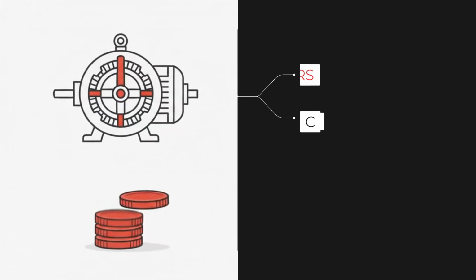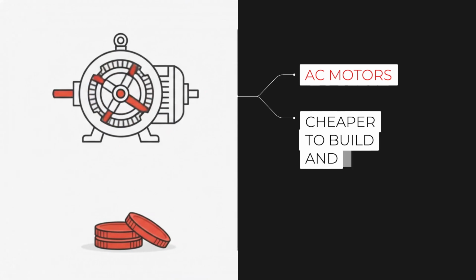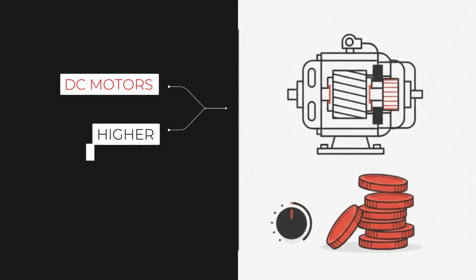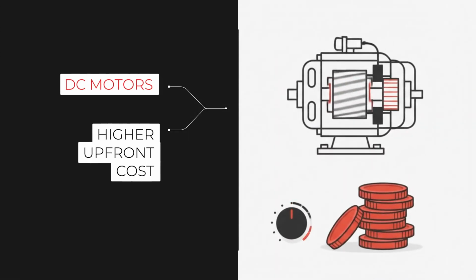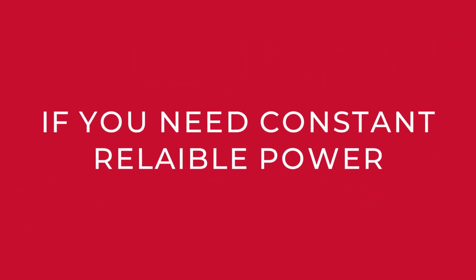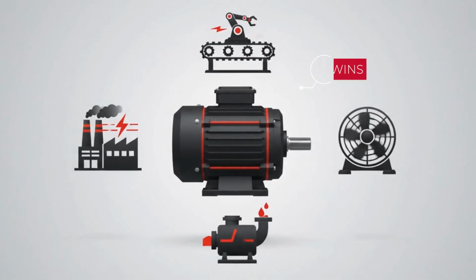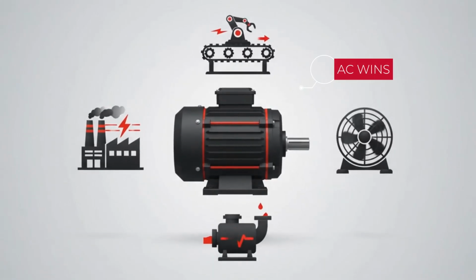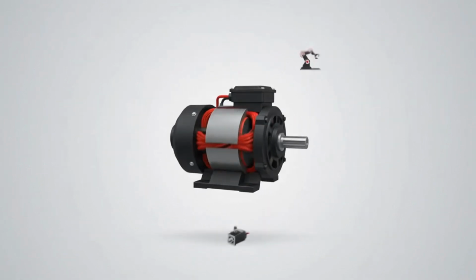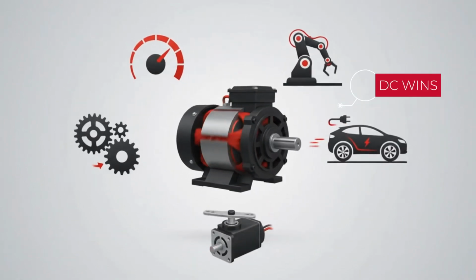Cost. AC motors are generally cheaper to build and maintain. DC motors cost more upfront, especially when precision control is built in. Best use case. If you need constant, reliable power, pumps, fans, conveyors, AC is your go-to. If you need precise control over speed and torque, robotics, EVs, servo applications, DC wins out.